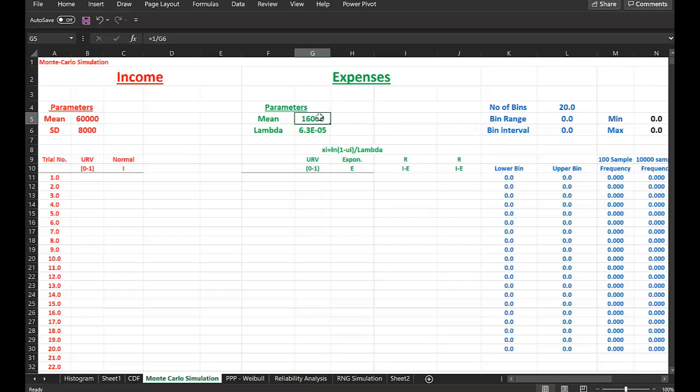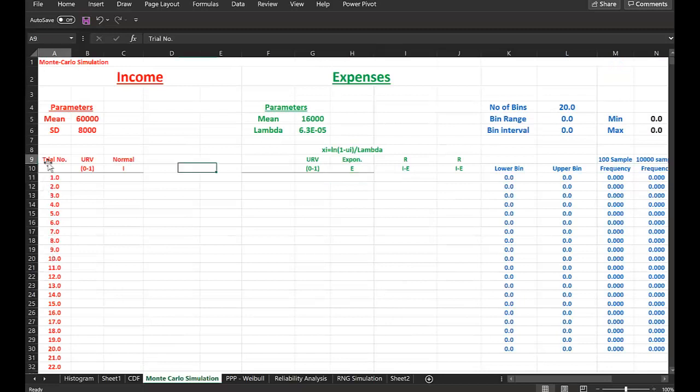Now, using Monte Carlo simulation, what we have to do first is simulate samples for income, and simulate samples for expenses using the exponential distribution. So we have to simulate samples for income as well as expenses. Let us first simulate samples for income, and to do that, let's say we take 10,000 samples.